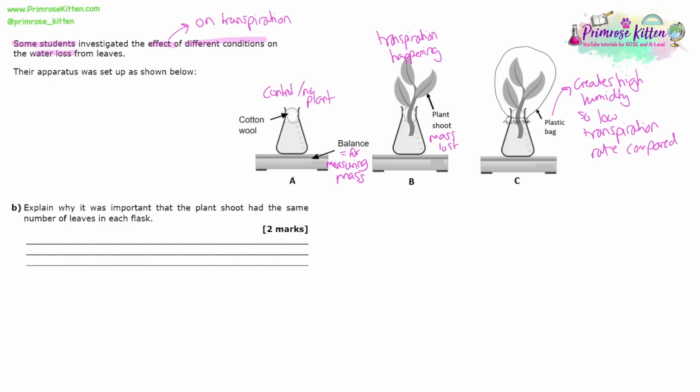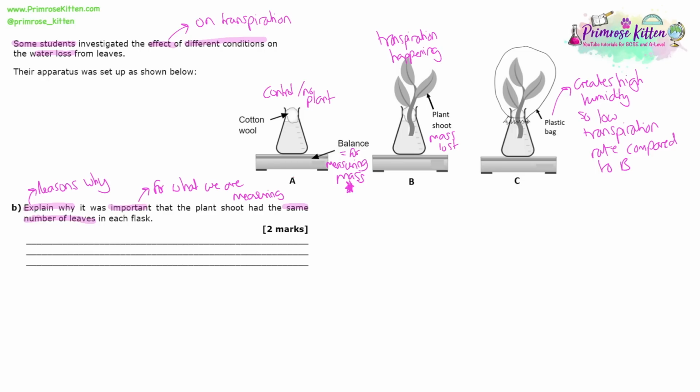So the actual question part B says, explain why it was important that the plant shoot had the same number of leaves in each flask. So explain why, we need to give reasons why it was important. And in that case here, it means to the experiment. So why was it important, or why was it important for what we're measuring in this experiment that the plant shoots had the same number of leaves?